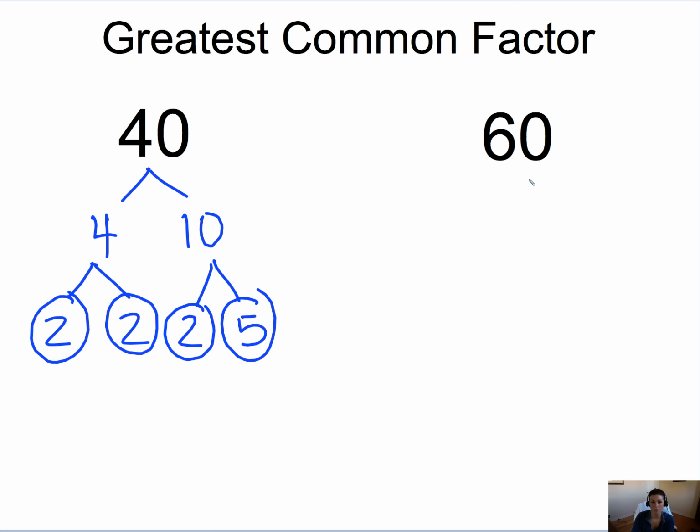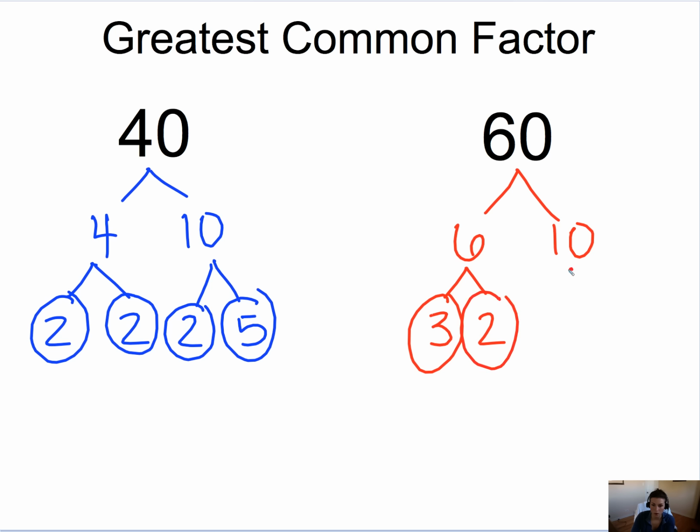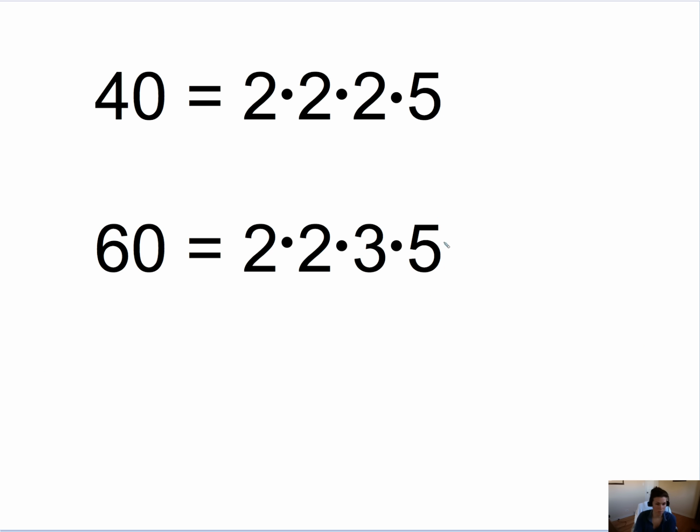Now let's do the prime factorization of 60. Again, many ways, but I could do 6 times 10. Neither of these are prime, so we need to keep going. 6 can break down into 3 times 2. 3 is prime, 2 is prime. 10 could break down into 2 times 5. 2 is prime, 5 is prime. Now what I did on the next slide is I just listed them in order. It's the same thing we just got, but I wanted you to see the side-by-side comparison.